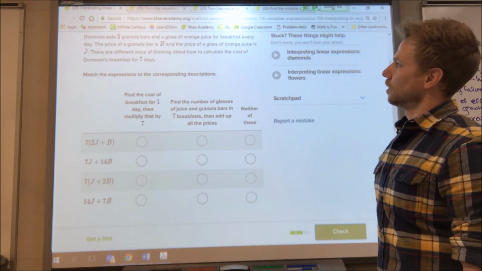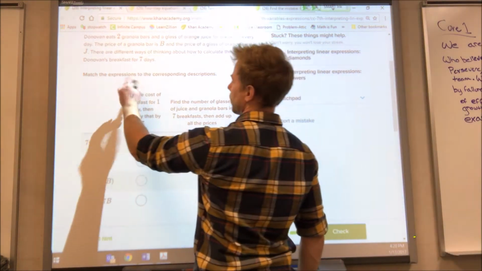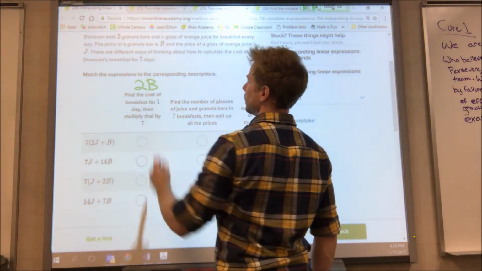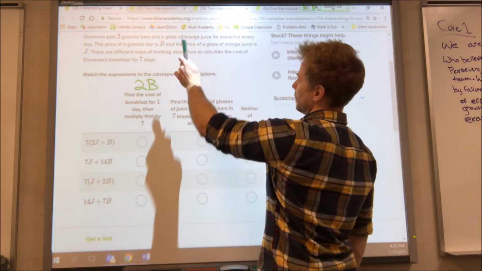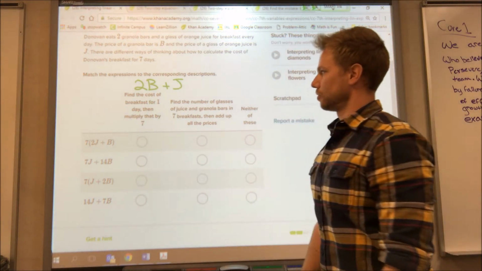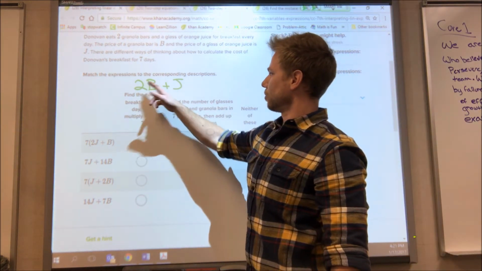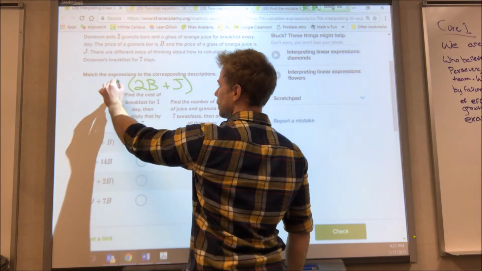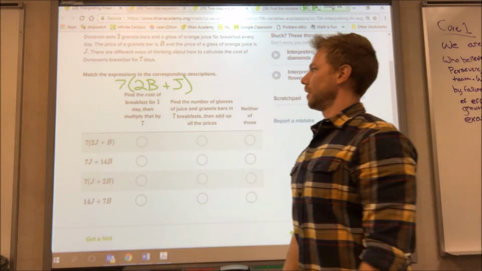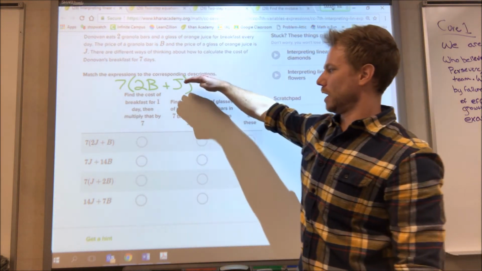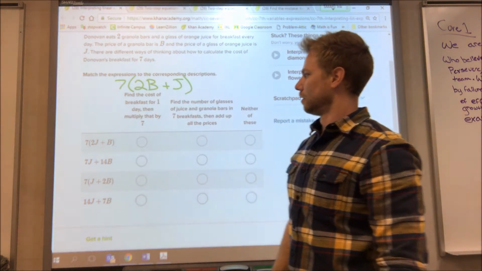So a granola bar is B. So to find the cost for the granola bars for 1 breakfast, we would do 2B. And then it's 1 glass of orange juice, so we would add the cost for a glass of orange juice. So that's going to be our total cost. Then multiply that by 7. We have to put parentheses around that and multiply the whole thing times 7. They want us to do it in that exact order.